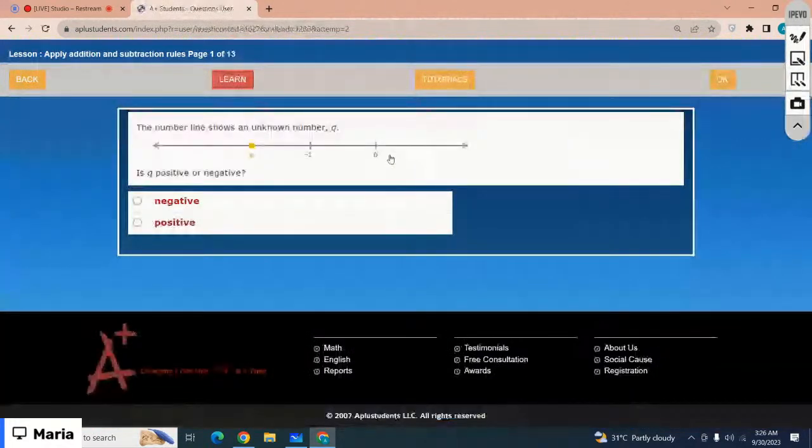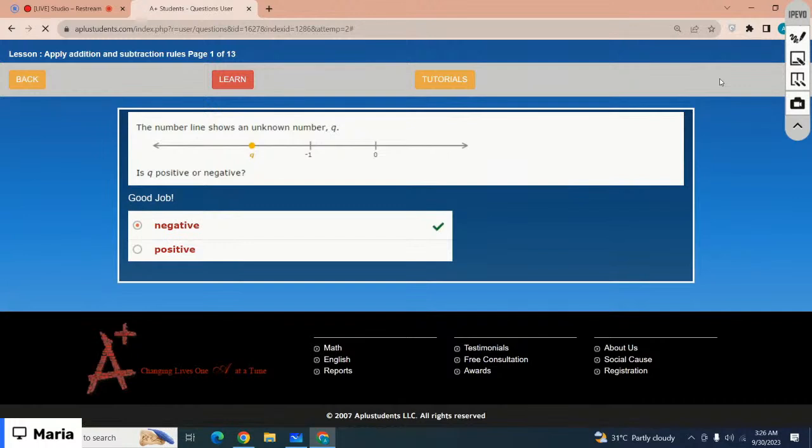The number line shows an unknown number q. Is q positive or negative? You just have to locate the zero on the number line, right? Here is zero. You are on the left side of the zero. When you are on the left side of the zero, all the numbers must be negative, right? You guys are in grade 8 and you already know the number line. So if the number is on the left hand side of the zero, that would be the negative number. So q is a negative number, right?